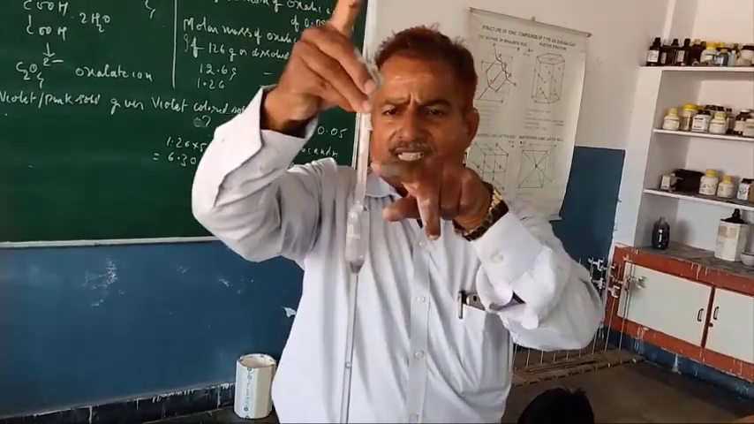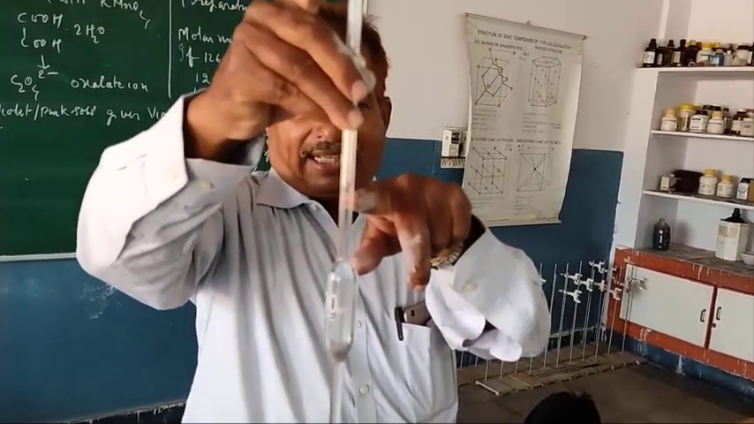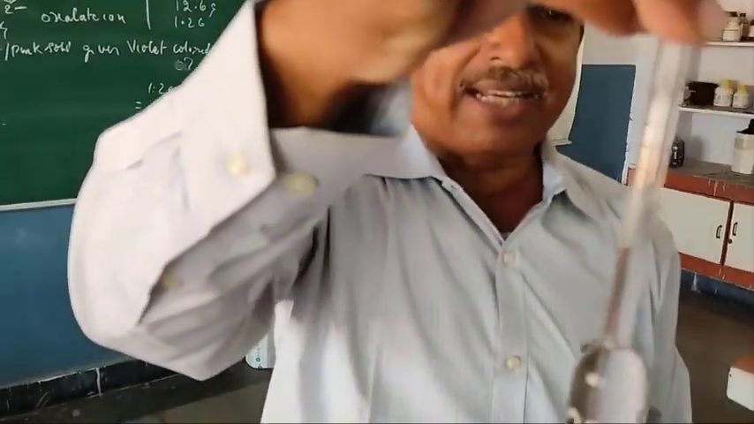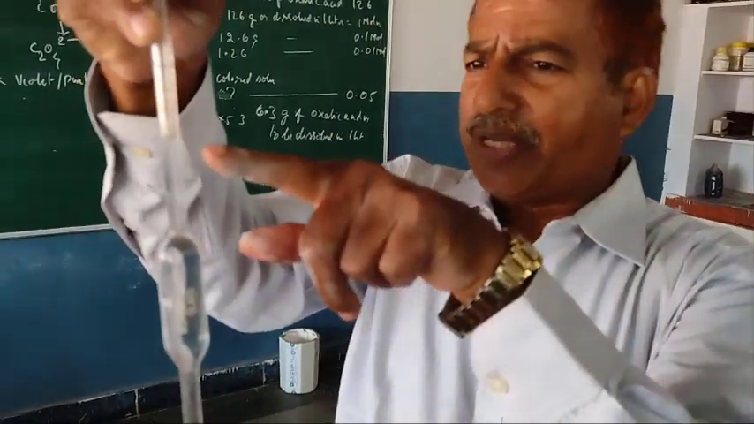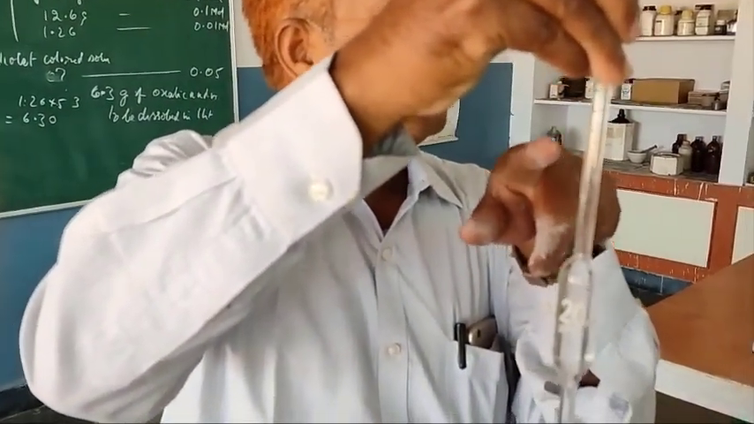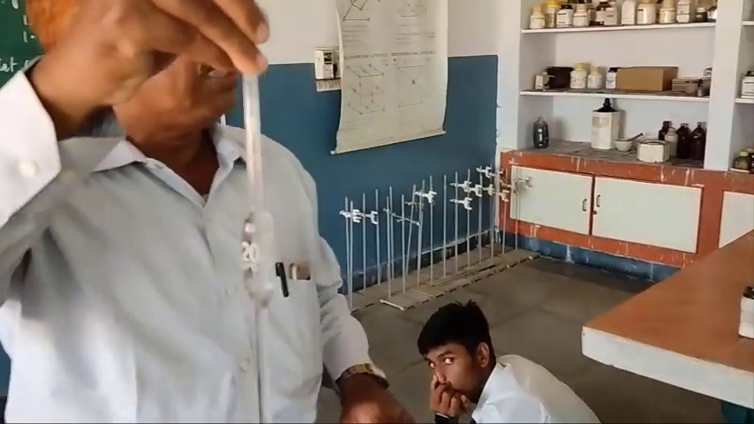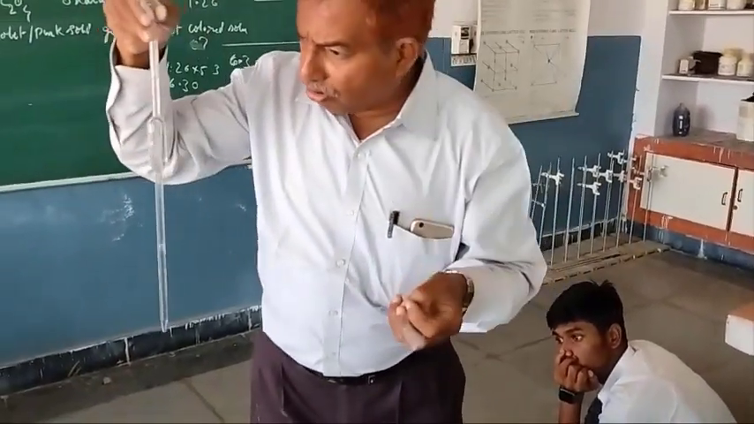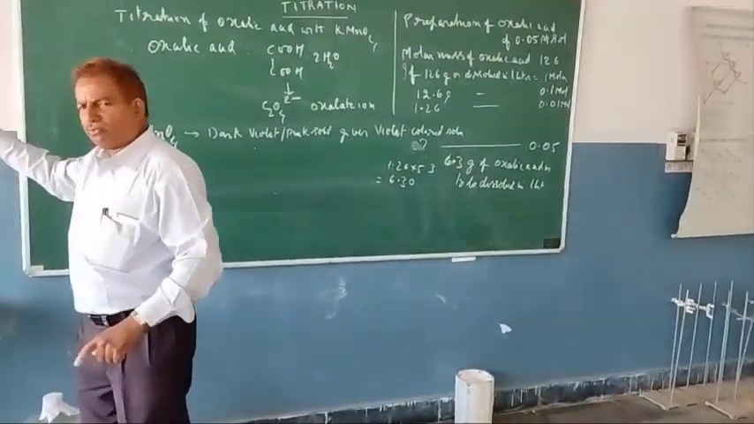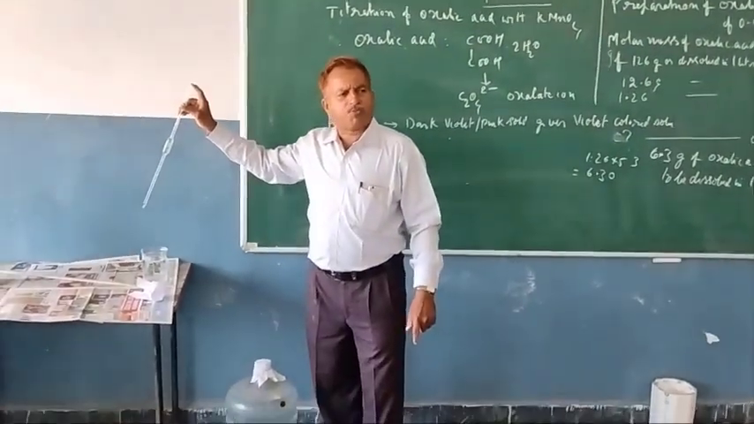Now, once you suck this, you see here the marking. So slowly release this finger. See my finger. If I release it slowly, what happens? The liquid is coming drop by drop, so that the level comes up to this marking. So you have to suck more, take more, and release drop by drop. Therefore, the liquid comes up to the mark.